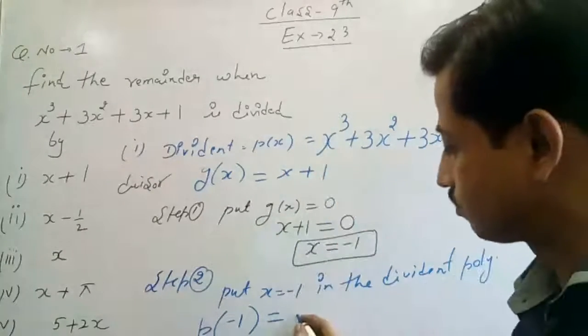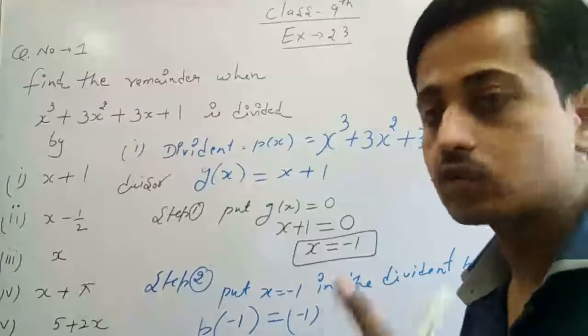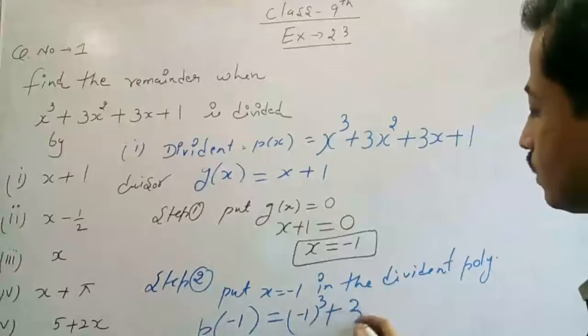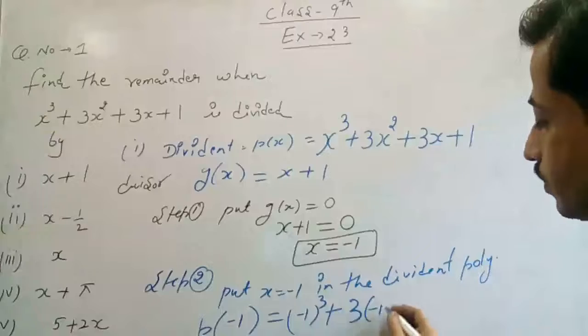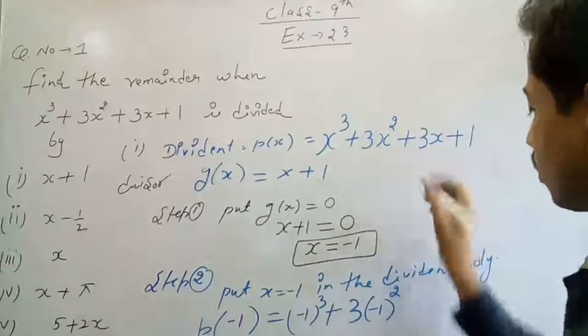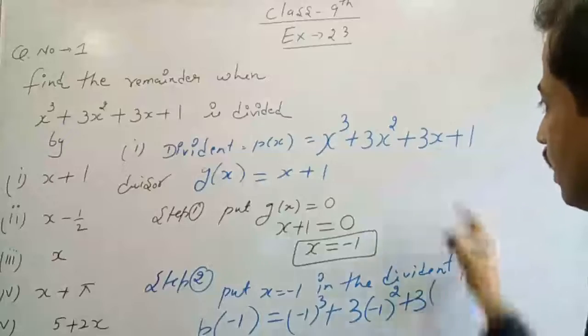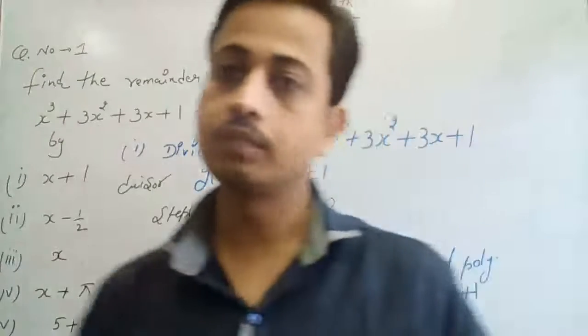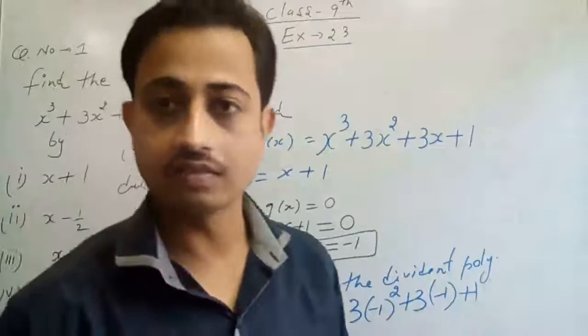Here, we have to put x as minus 1 and the whole cube as it is. Now plus 3 into x, substitute x equal to minus 1 and the remaining terms as they are. Now plus 3x, we have to put minus 1, plus 1. It means this will be our answer if we solve this.